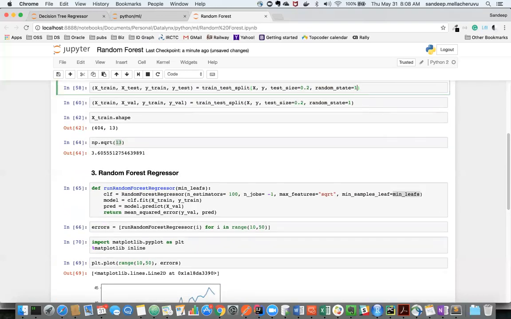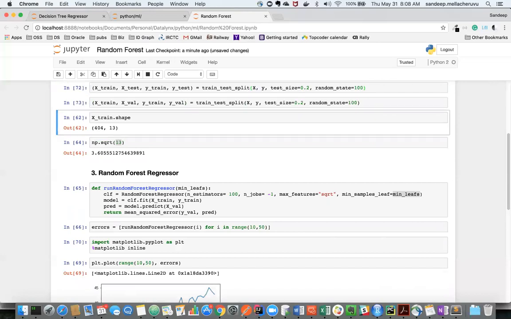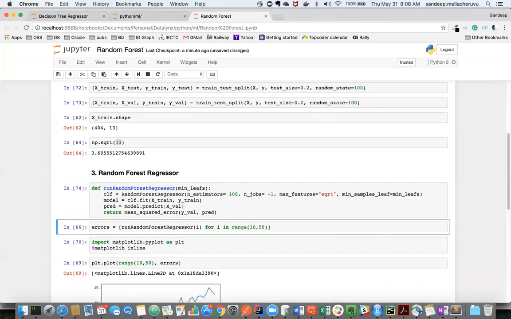Or maybe I can try it for now. Random state equal 100. From 1 I changed to 200. Okay. It will take a few minutes. You can see why it is slow.